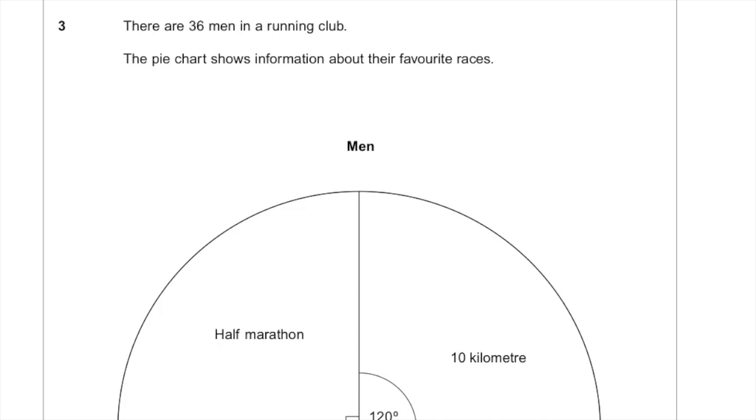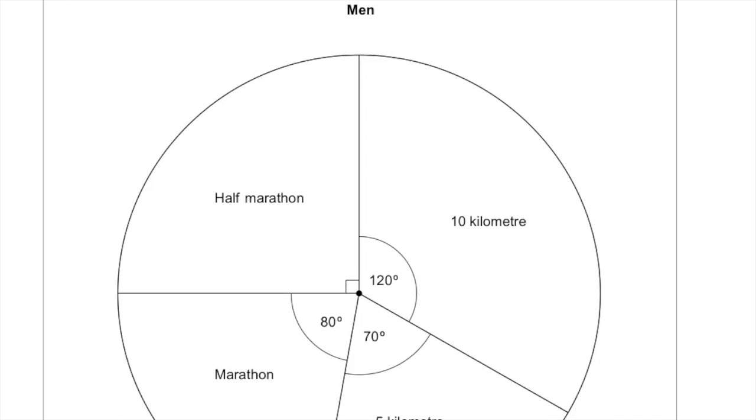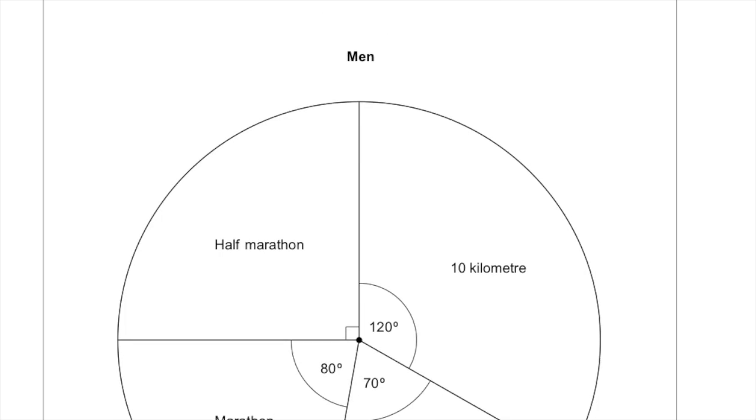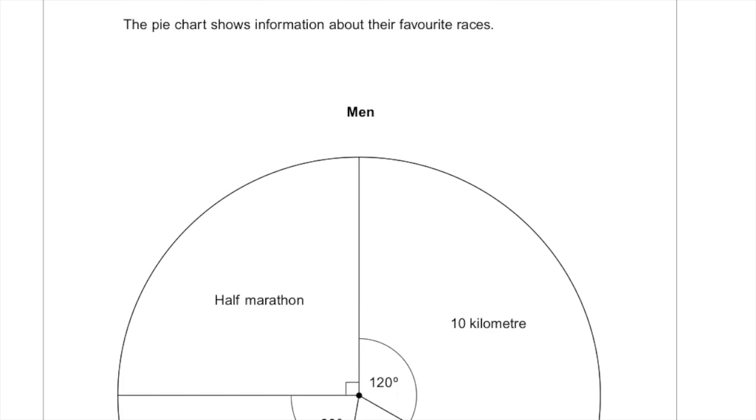Question 3. There are 36 men in a running club. The pie chart shows information about their favourite races. So, we can deduce a few things from this. We know that a quarter of the men in the running club prefer the half marathon, and as there are 36 men in the running club, this means that 9 men prefer the half marathon.